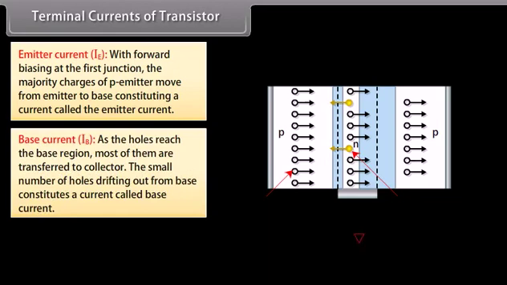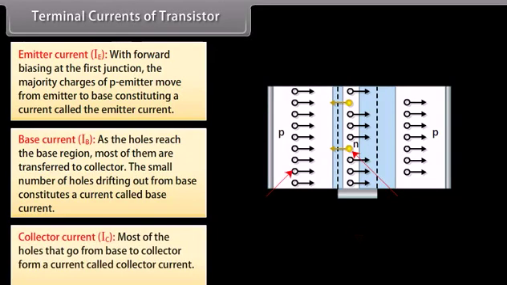Base current IB. As the holes reach the base region, most of them are transferred to the collector. The small number of holes drifting out from the base constitutes a current called the base current. Collector current IC. Most of the holes that go from base to collector form a current called the collector current. IE is equal to IB plus IC. The current concepts are all the same in PNP and NPN, except that all currents are directed opposite in the two cases.